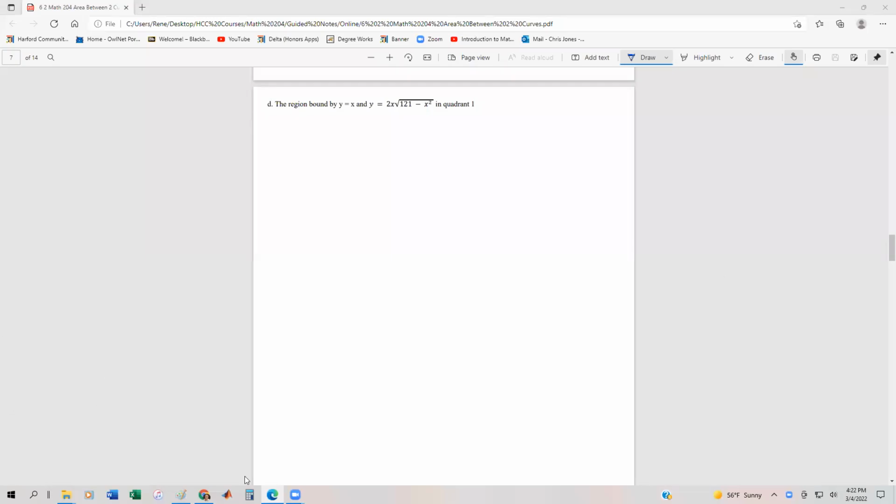We're going to take a look at one of these types of area between two curves. It's probably a pretty rigorous one. So when we're looking at this, we have y equals x and y equals 2x root 121 minus x squared, and we're bounding it in quadrant 1. All right, so first things first, let's graph it.